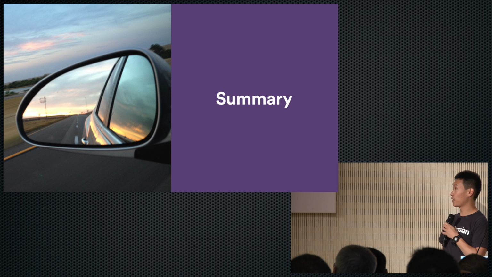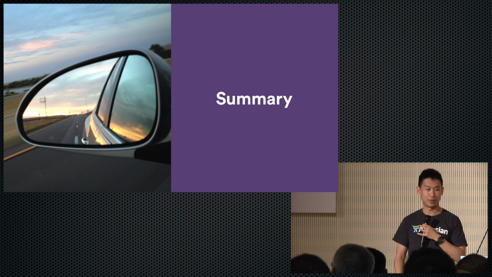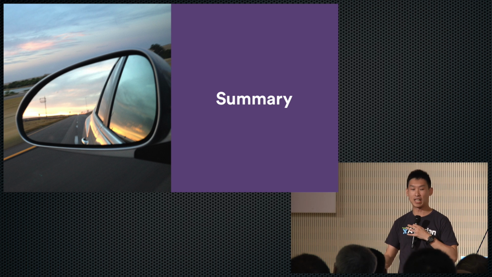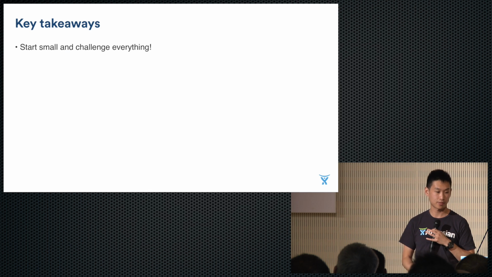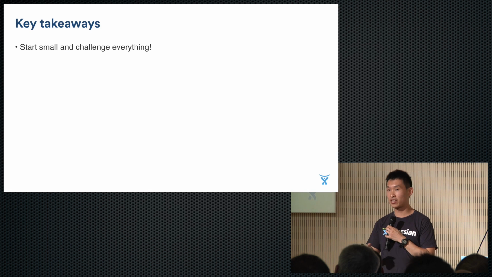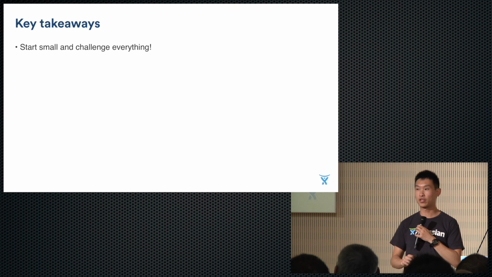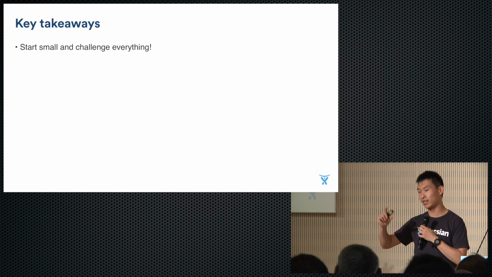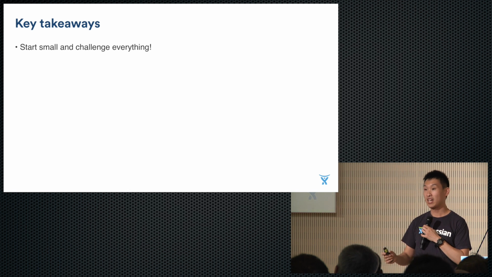All right, so that's a bit of a whirlwind tour of what we've been doing. So let's take a step back and go through some of the key takeaways. The first big one is: start small and challenge everything. We talked about the identity platform, users, groups, memberships. In retrospect, we thought that was a pretty small component of the system, but it actually was too big. We should have started even smaller than that.